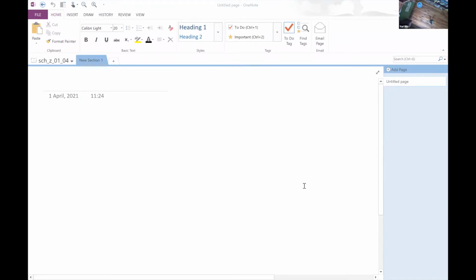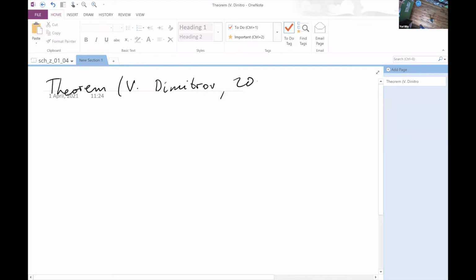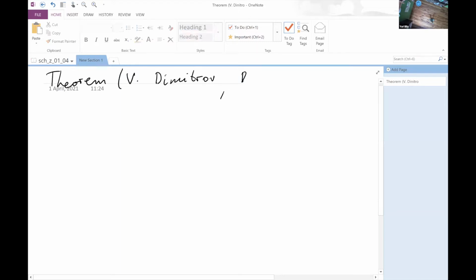So they have proved the following theorem of Dimitrov. December 28th, just before the new year. Well, actually, he sent the proofs to some selected people before this, but this is the date when it appeared on arXiv.